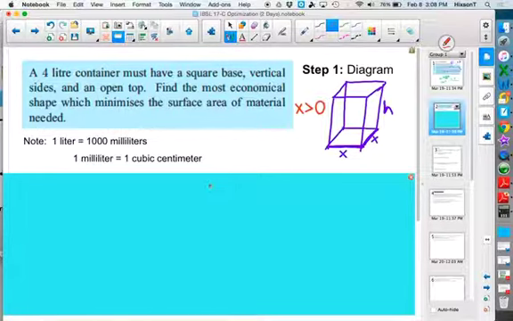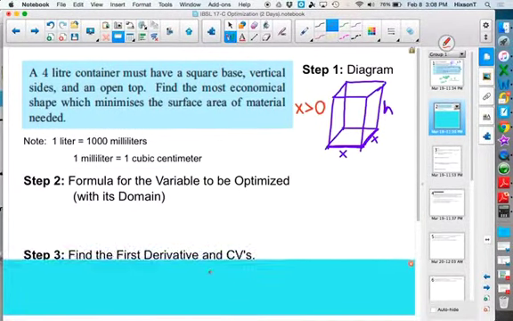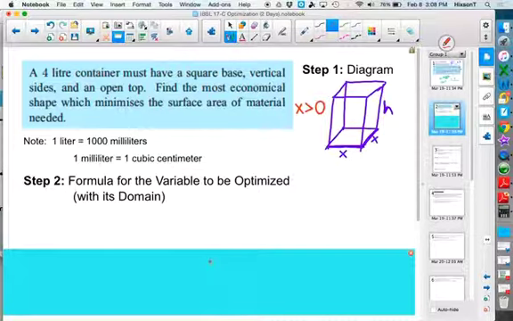So now it comes to the point where we need to figure out a formula for the variable that we want to optimize. We already got the domain here. So what is our formula going to equal? What are we trying to optimize here? Surface area. What's our volume going to equal? 4 liters. Our volume equals 4 liters.